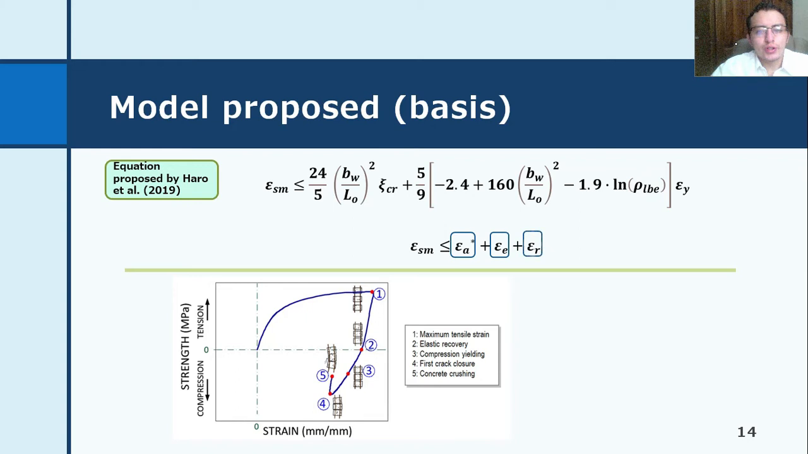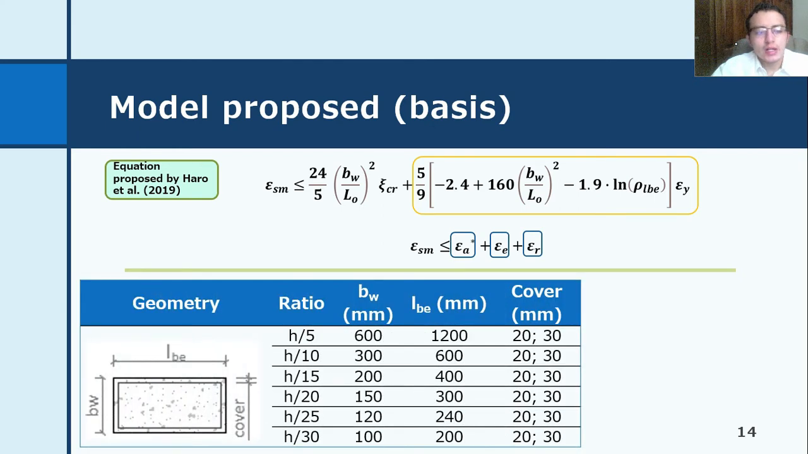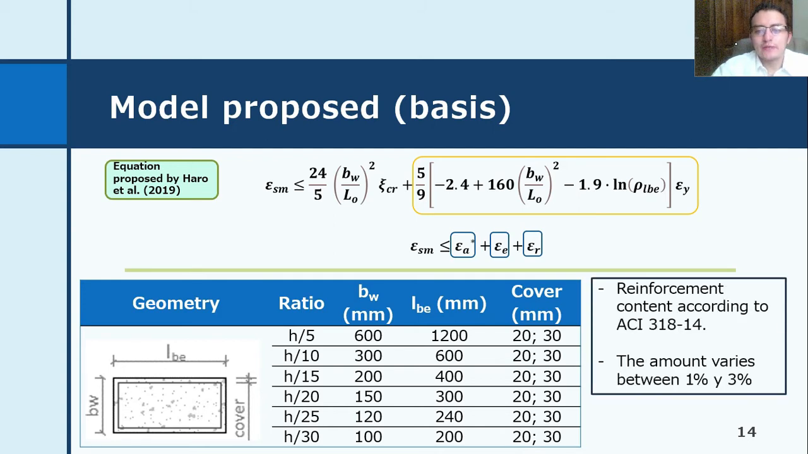So, for the parametric study, 6 geometry type models were considered, as we can see in the table, for a clear height of 3 meters and a length of the boundary elements as twice the thickness. The transverse reinforcement was calculated according to ACI 318-14 dispositions, and the amount of reinforcement varies between 1 and 3%, passing by 1.5, 2, and 2.5%.